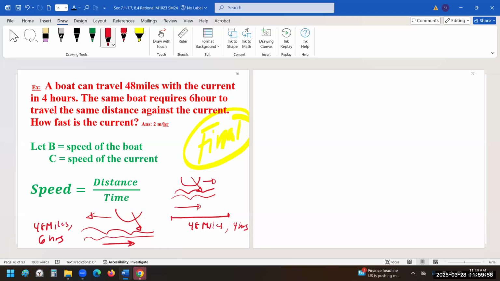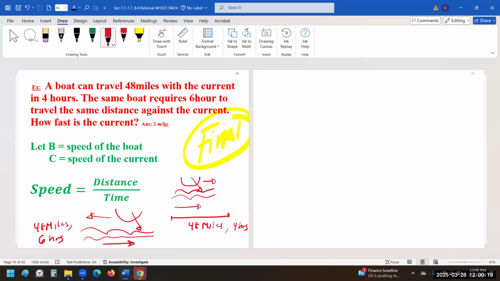Okay. So to solve this, since we are talking about speed, that means we need the speed formula. Speed is distance over time. See, what is the speed of your car? How do you know? How do you figure that out? You look at how much distance you crossed in how many hours. So that's your speed. So we start with assigning variables.